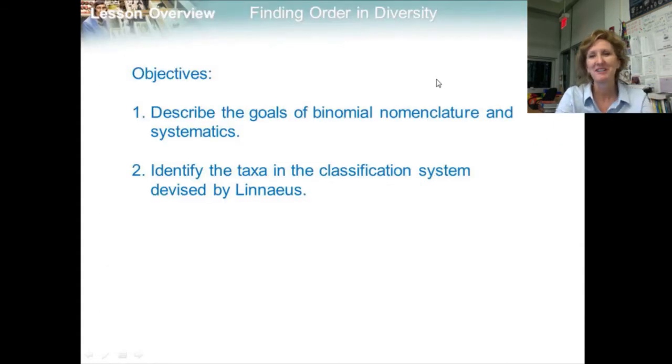Okay, so our objectives are to describe the goals of binomial nomenclature and systematics and identify the taxa in the classification system devised by Linnaeus.